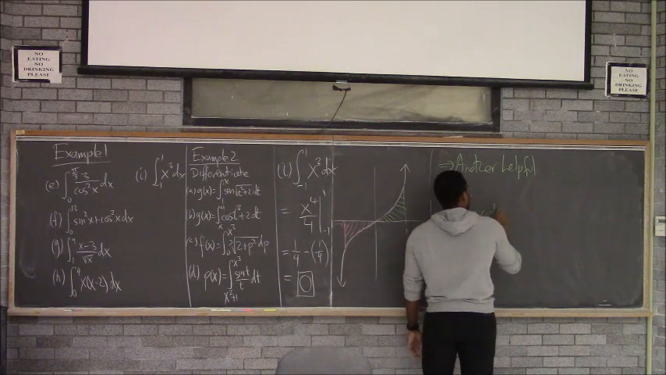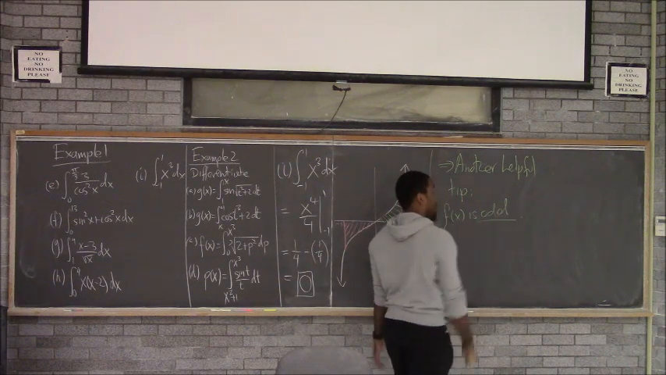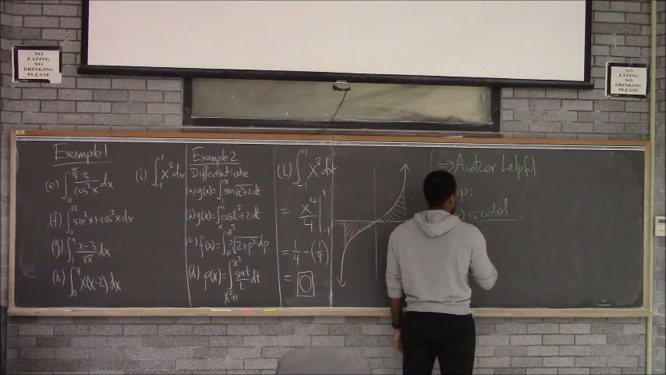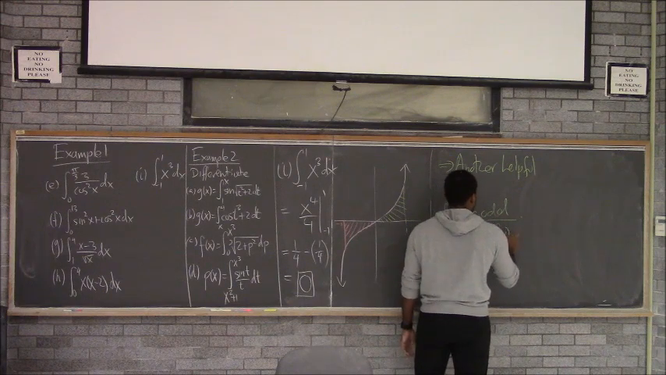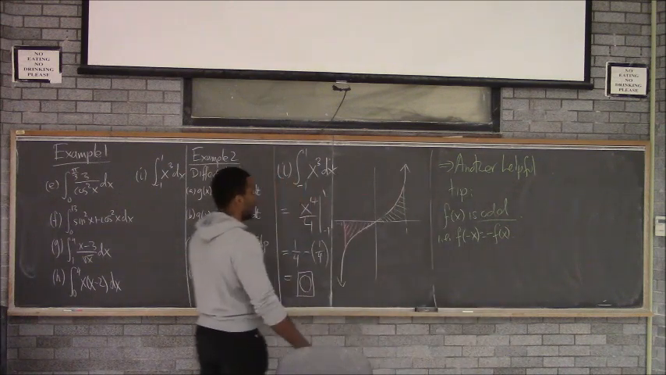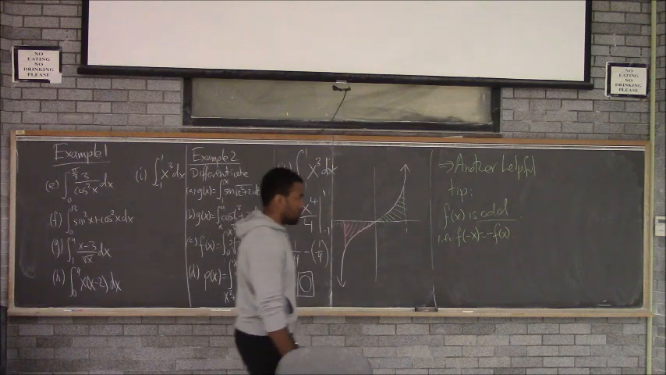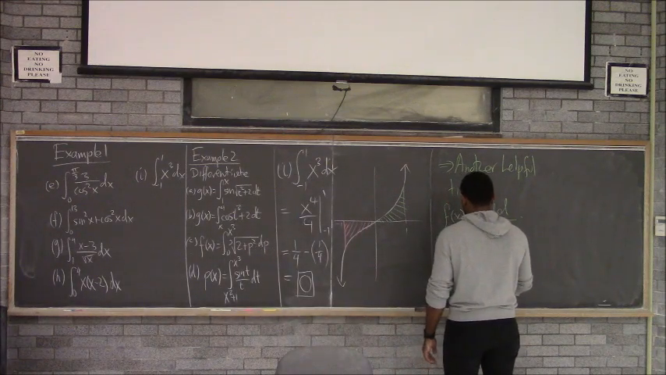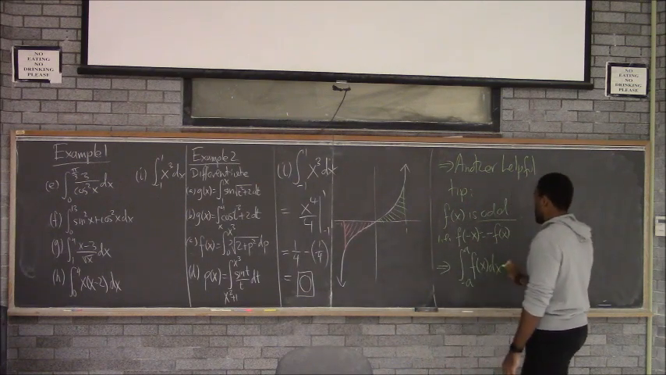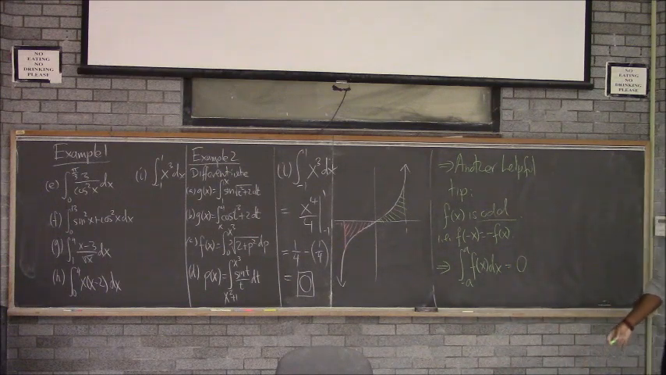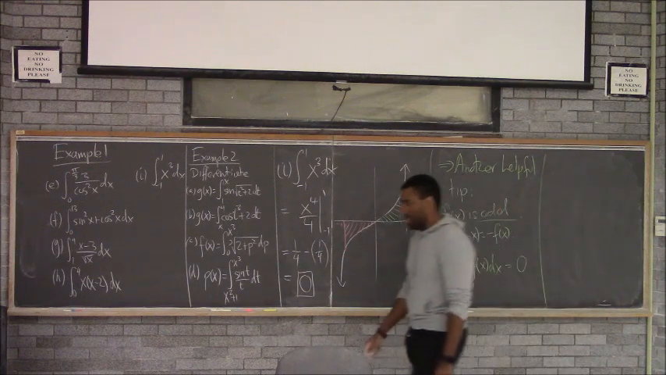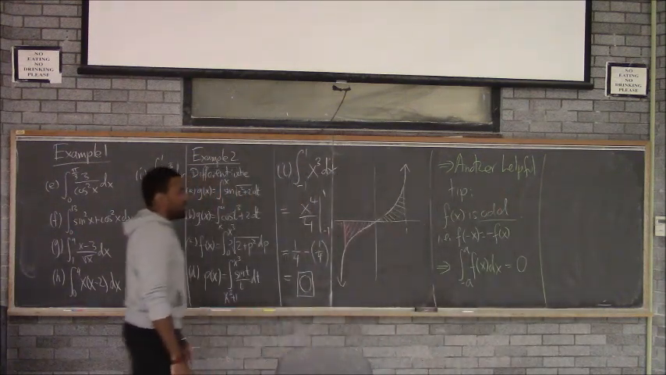If f is odd, remember what it means for a function to be odd, i.e. f of minus x equals the negative of f of x. So something like x cubed is odd, sine of x is odd, etc. Then the integral from minus a to a of f of x will be 0 all the time. You never actually have to figure it out, once you can recognize something is odd.